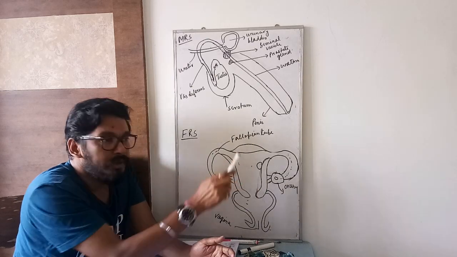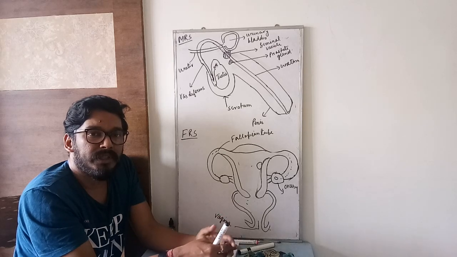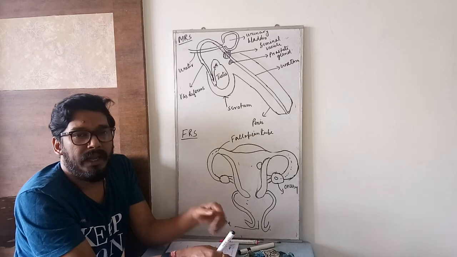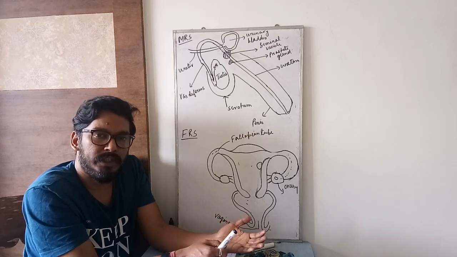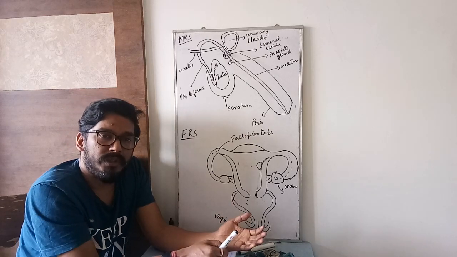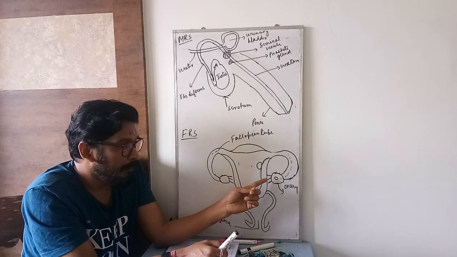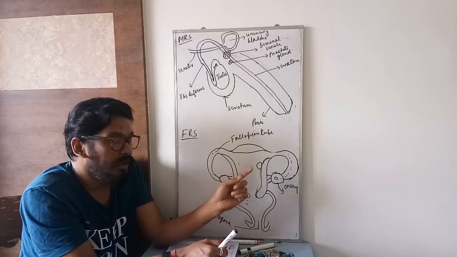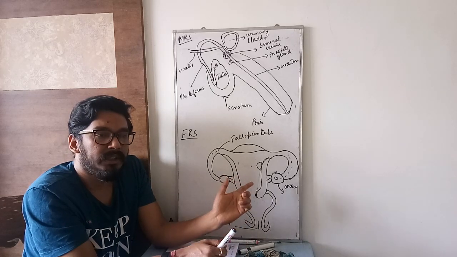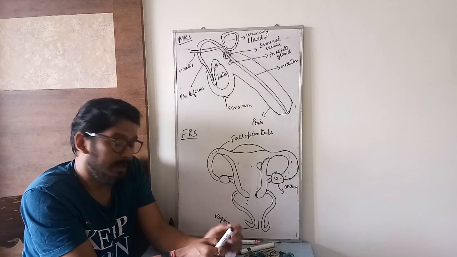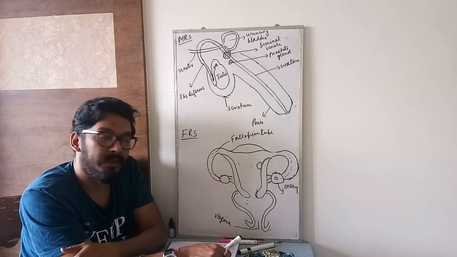In every month an egg gets matured, and the process of maturation of egg is called ovulation. I repeat again, the process of maturation of egg is called ovulation. During the process of maturation of egg, the uterus also prepares itself to hold the embryo. So what does the uterus do? It produces blood vessels. The part where blood vessels are produced is called placenta.